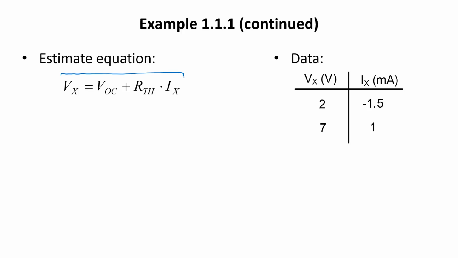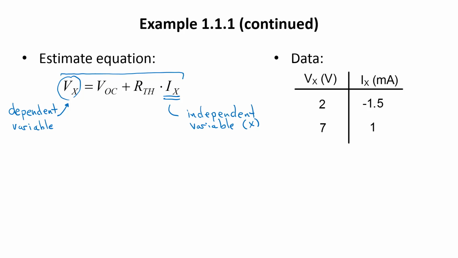This is the equation relating Vx and Ix according to Thevenin's theorem. It gives Vx as a function of Ix. So Ix is the independent variable, which we usually think of as x, and Vx is the dependent variable, which we usually think of as y.